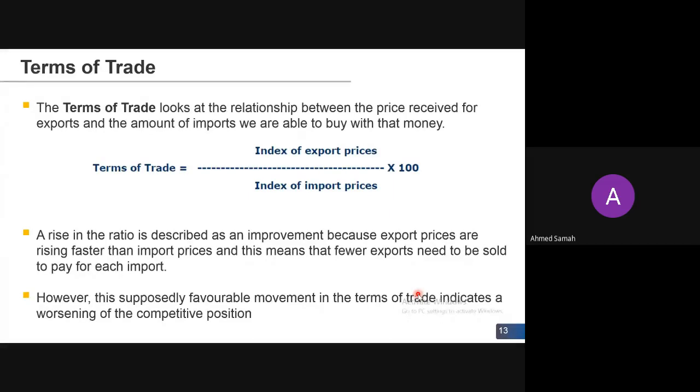So even though terms of trade are rising, it shows an improvement in covering the import bill. It actually indicates that there is a worsening in the competitive position for our exports.